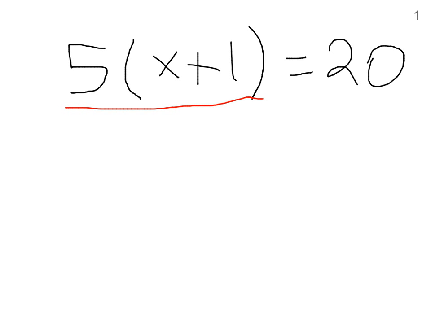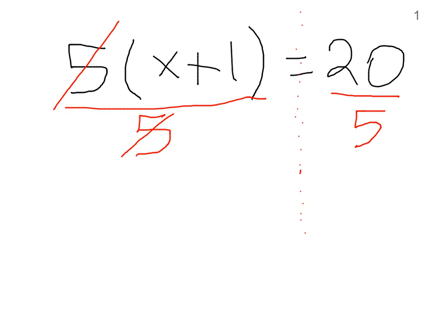So we're going to divide each side by 5. And remember, I still have my invisible wall right here. So I want to divide each side of that wall by 5. So I divide that side by 5, and I divide this side by 5. So I could see, well, this 5 will cancel with this 5, and 20 divided by 5 will leave me with 4 over here. And on my left hand side, I'll be left with x plus 1.